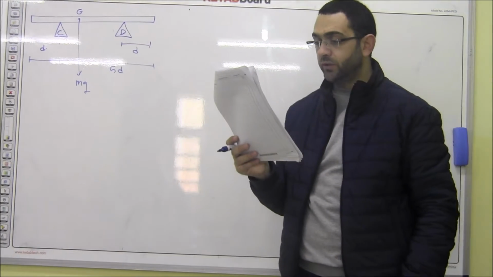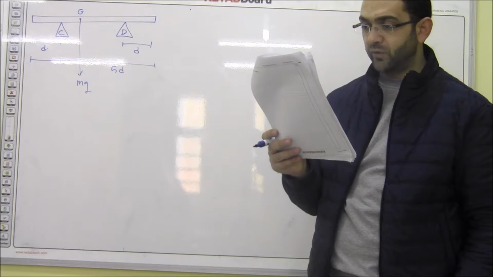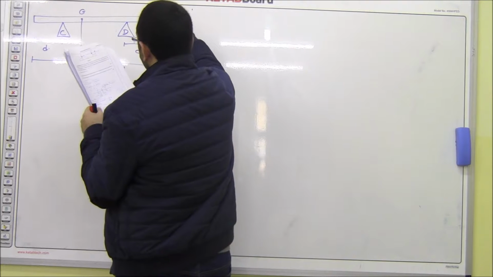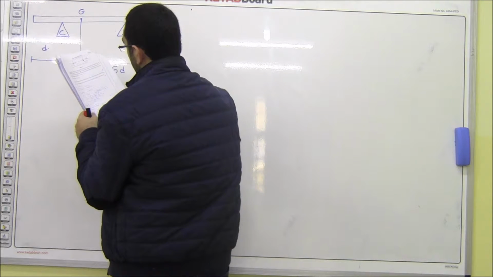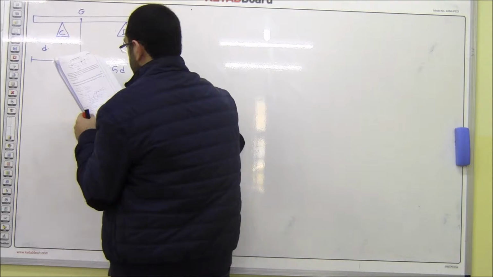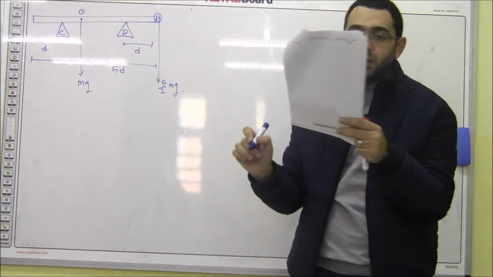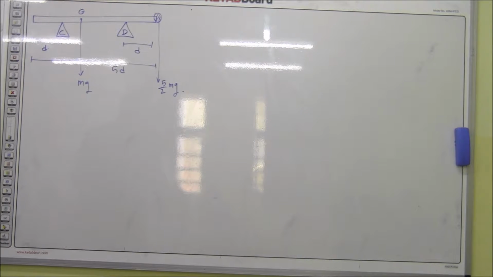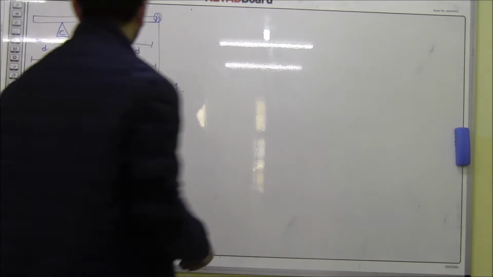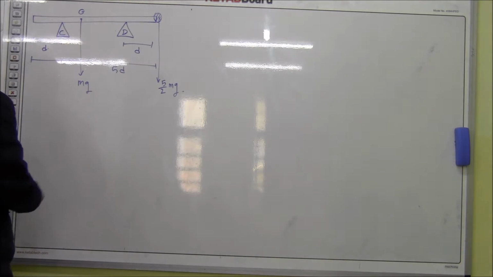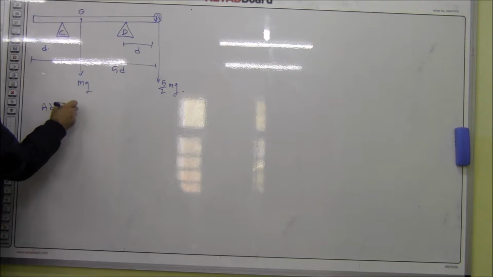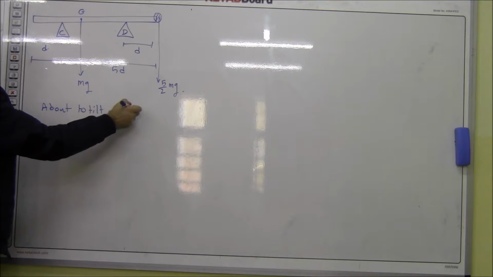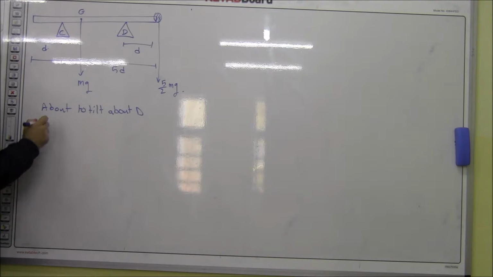The rod is at the point of tipping when a particle of mass 5/2 m is placed on the rod at B. About to tip about what? D. Show that GD is 5/2 d, right? It's about to tilt about D.